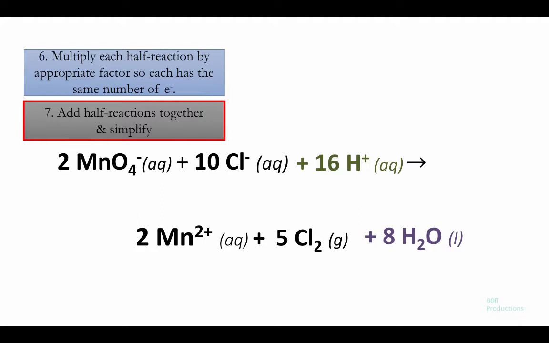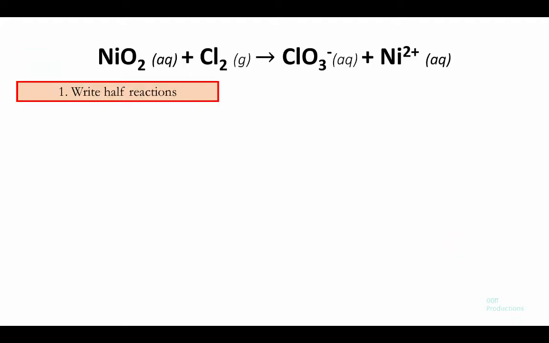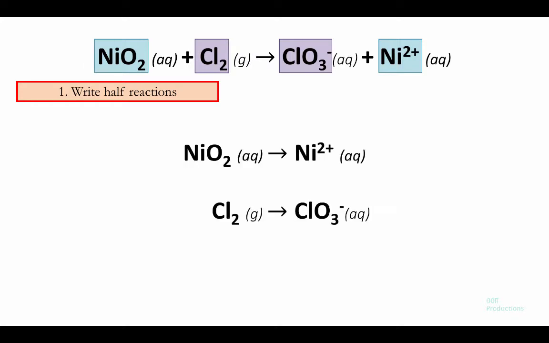All right, let's try another problem. Here we have nickel oxide reacting with chlorine gas to make chlorate ion and nickel 2 plus. And we're going to start out by writing the half reactions. So once again, we're going to look for common species. Here we have our 2 nickel species, and we have our chlorine species. So those will make up our half reactions.